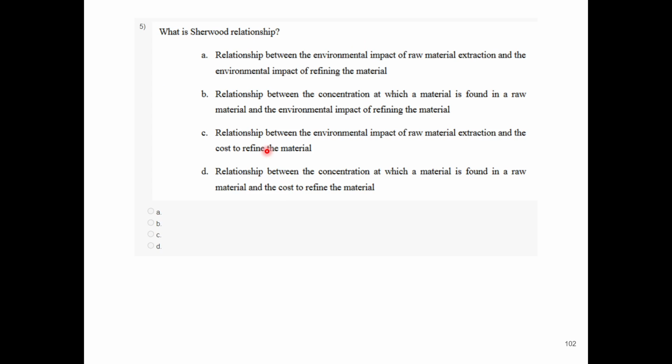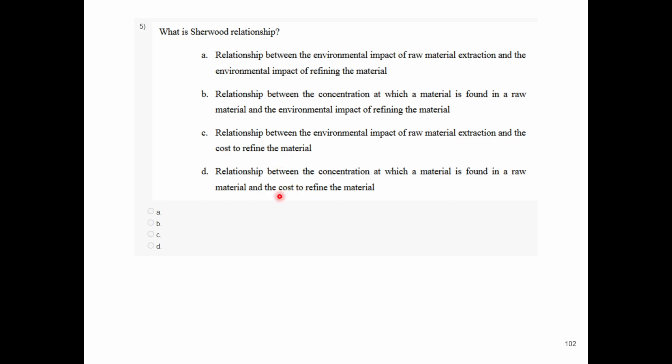Fifth question, what is the Sherwood relationship? A. It is a relationship between the environmental impact of raw material extraction and the environmental impact of refining the material. B. It is a relationship between the concentration at which a material is found in the raw material and the environmental impact of refining the material. C. It is a relationship between the environmental impact of raw material extraction and the cost to refine the material. D. It is a relationship between the concentration at which a material is found in a raw material and the cost to refine the material. So out of A, B, C, and D, which is the correct option?